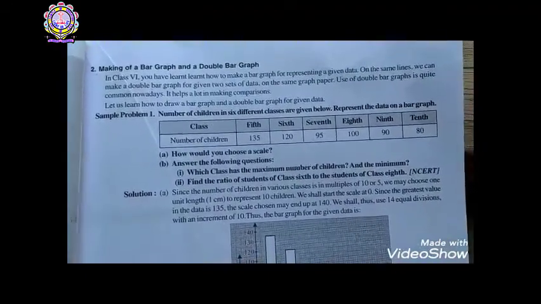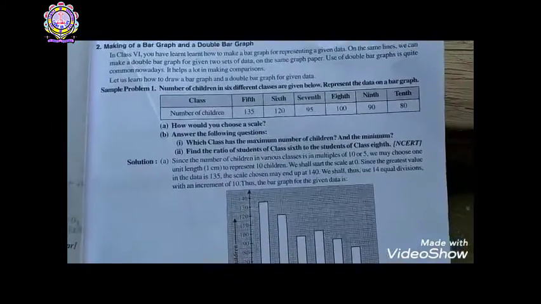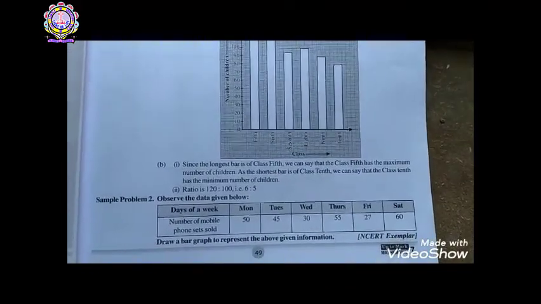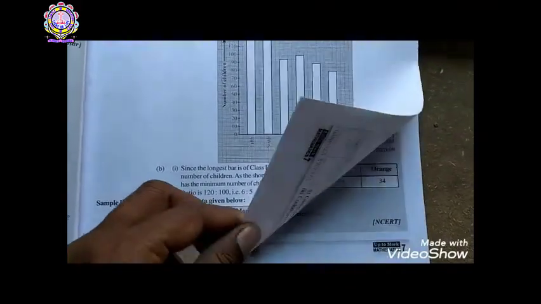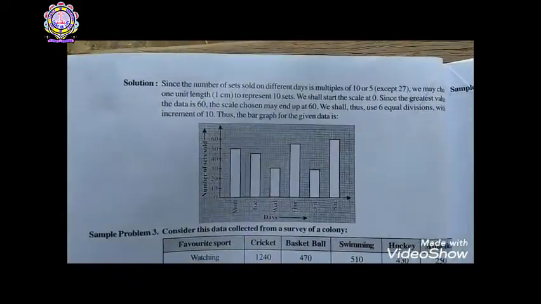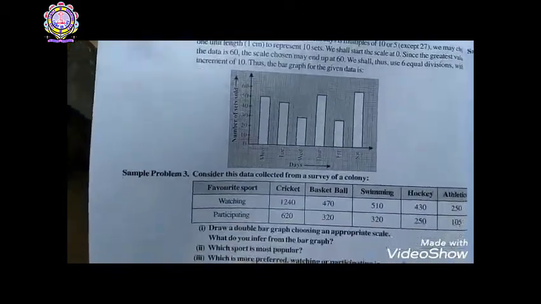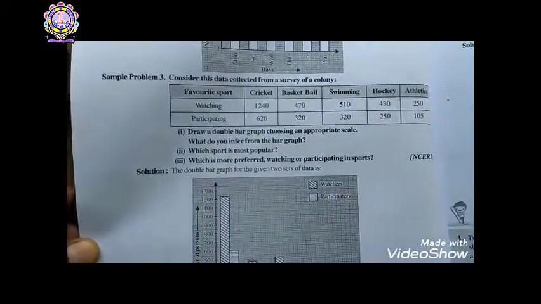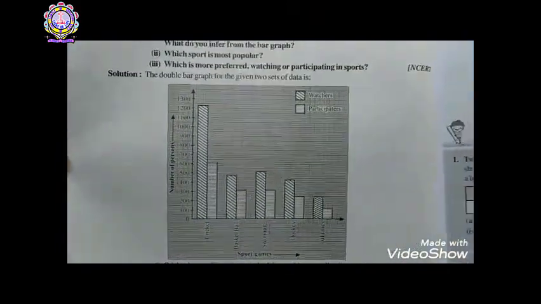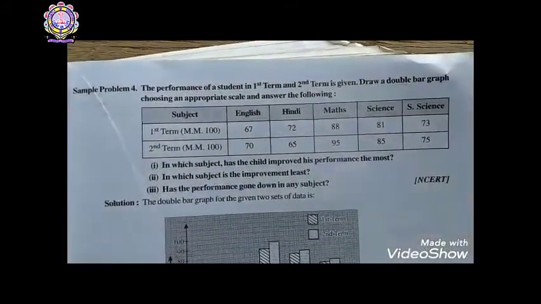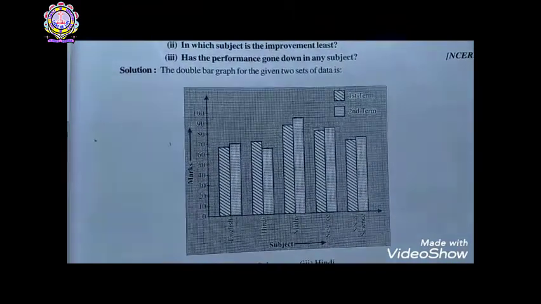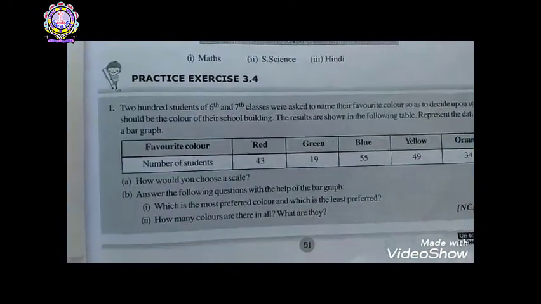These are the examples given in your book. If you have any problems, then watch the examples given in your book. And other examples are also there, and graphs are also given there. Sample problem 4. This is the double bar graph. And this is the exercise.